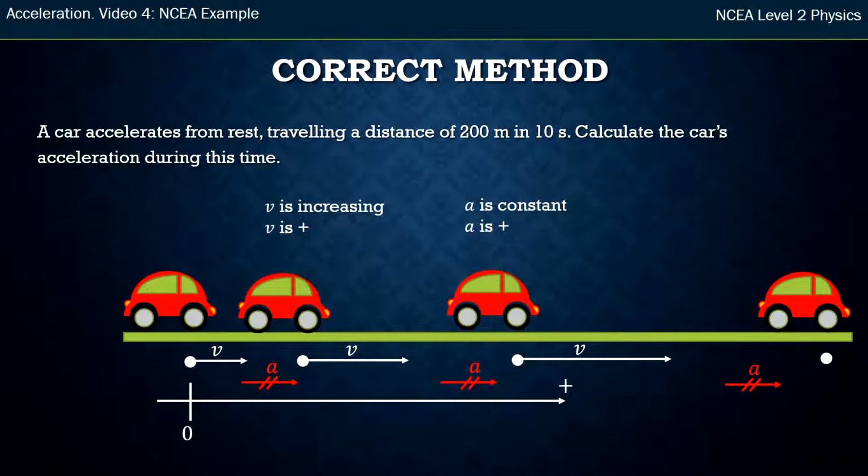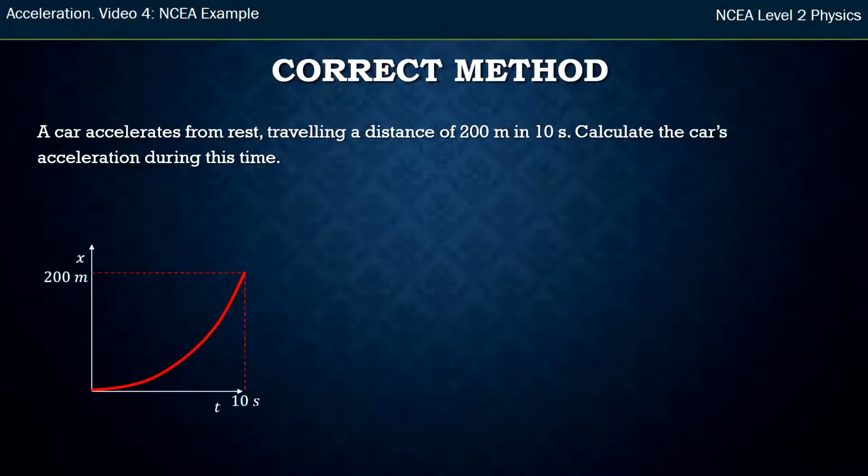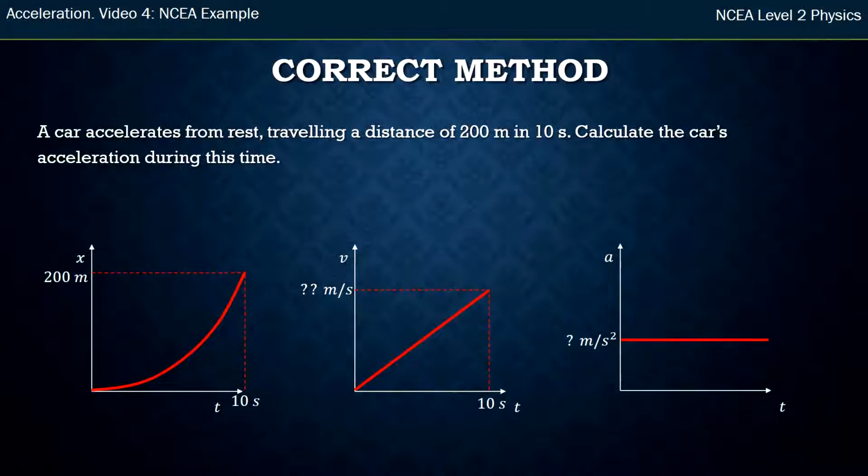Using this information, if you wanted to use the graphical method, I draw myself a displacement time, or position time graph, sorry. I know it goes a total of 200 meters in 10 seconds. My velocity time graph, I don't know what velocity it goes to, but it changes its velocity, and it takes 10 seconds to change it. I don't know what my acceleration is as well.